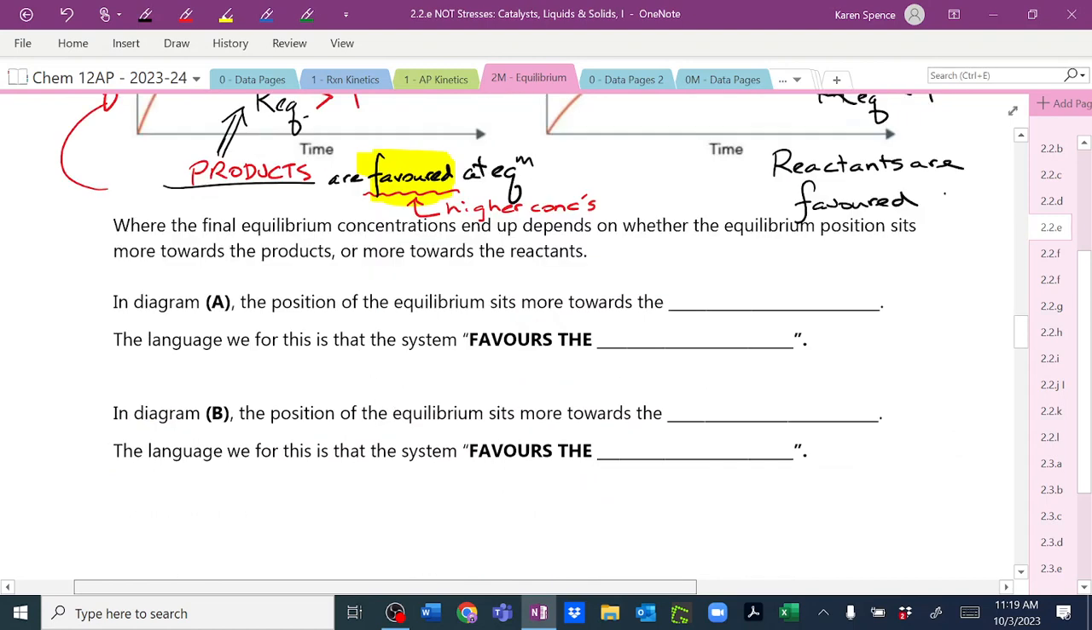Okay, so there's the language in diagram A. The position of the equilibrium sits more towards the products. Therefore, we say it favors the products. In diagram B, the position of the equilibrium sits more towards the reactants. Therefore, we say that the system favors the reactants. Excellent. Okay. So, do catalysts affect the position of the equilibrium? No.